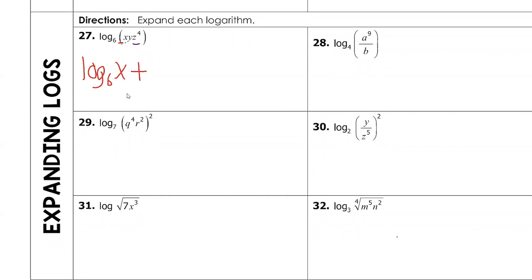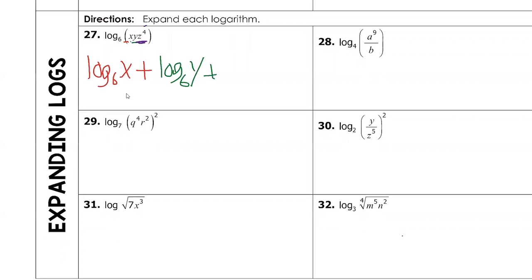I'll do the Y part in green. The Y part, nothing else going on there either. So it's just going to be log base 6 of Y plus. Okay, this Z part, you can either do it all at once, but you have a 4 as your power. So, you could just write it like this.